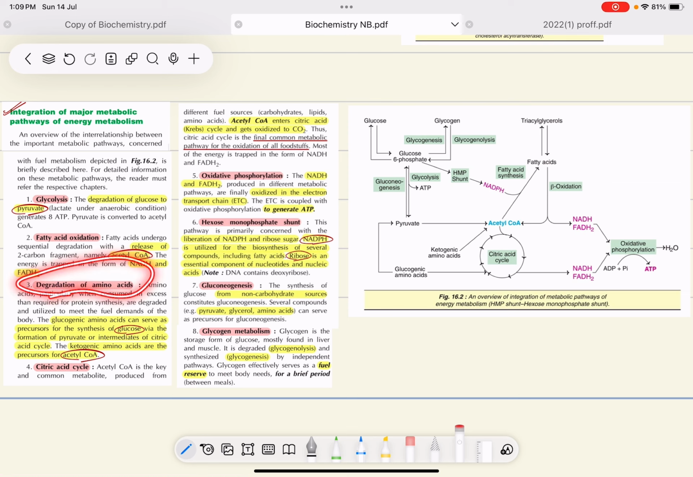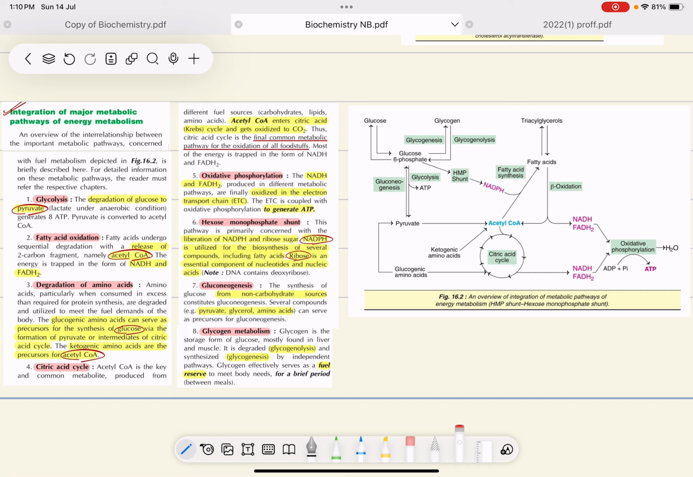Degradation of amino acids. Here, amino acids can be of two types: glucogenic and ketogenic. Glucogenic amino acids can give either pyruvate or can give intermediates of citric acid cycle, while the ketogenic amino acids will give acetyl CoA. Citric acid cycle, it is the central and most important connecting process.